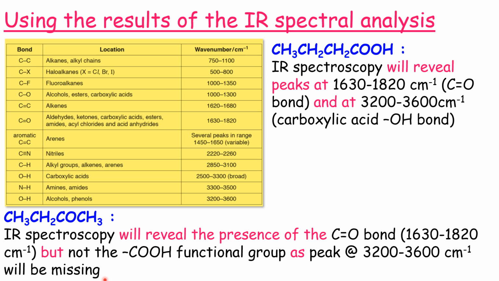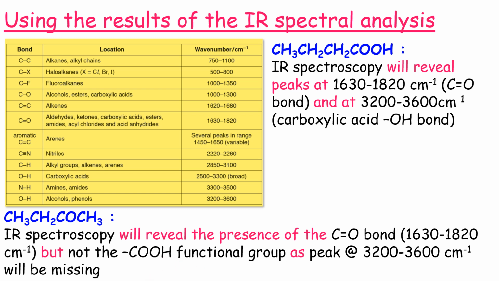For the ketone that's made, the infrared spectroscopy will reveal the presence of the C=O, but not the carboxylic acid OH. So the OH, this one here, will not exist because it'll only be the C=O that will be present in the molecule, not the OH as well.